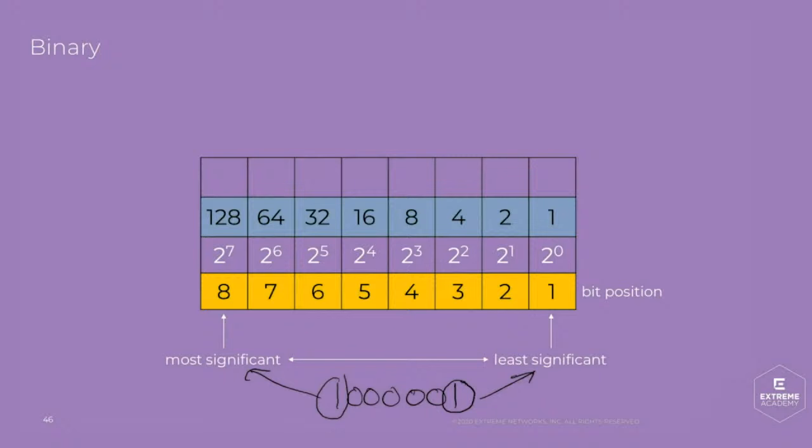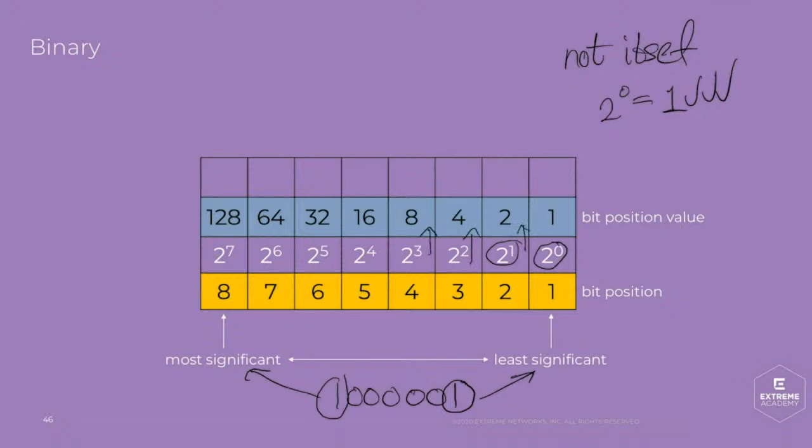And above that, the blue is a value that we give it. Within the byte, we give each one of these bits a value. So the first bit here, 2 to the power of 0. Any number to the power of 0 equals 1. So 2 to the power of 0 equals 1. 2 to the power of 1 equals 2. 2 to the power of 2 equals 4. Remember, we are on a base 2 mathematical system.